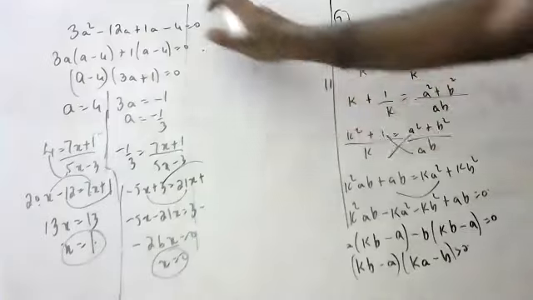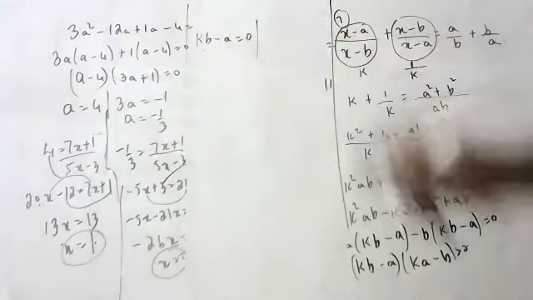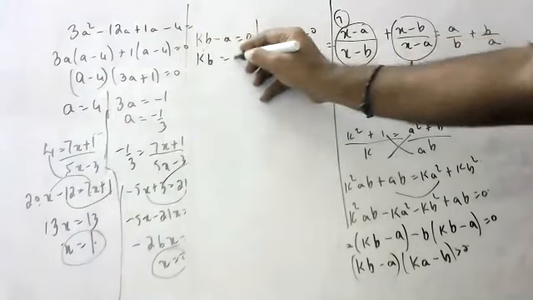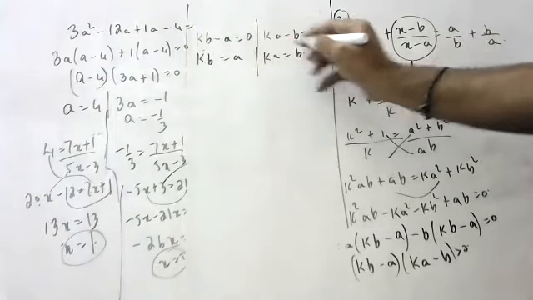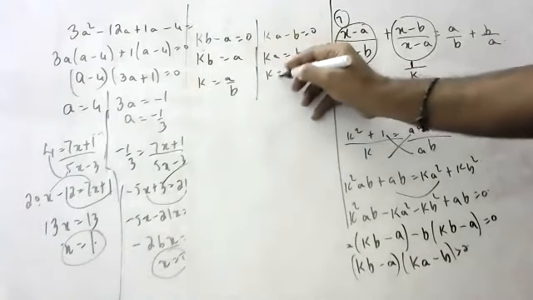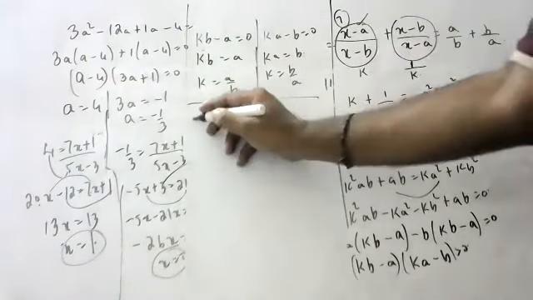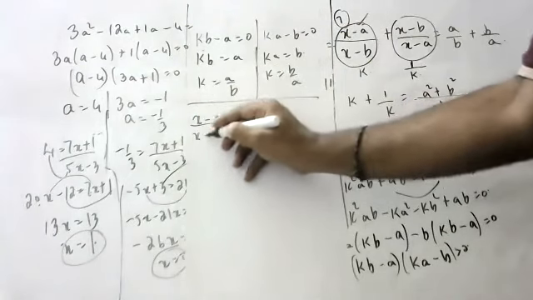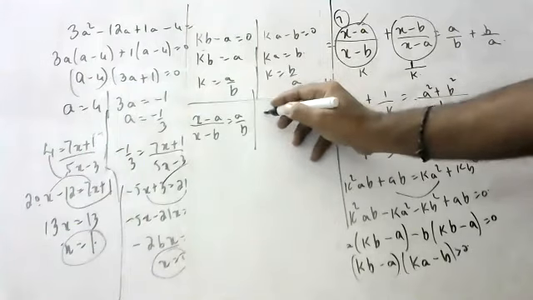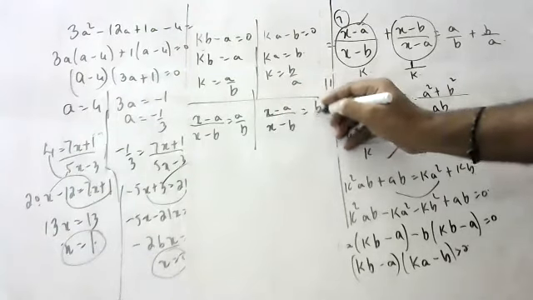Now, see here, children. What is coming now? KB minus A is equal to 0, or another one is KA minus B is equal to 0. KB is equal to A, KA is equal to B, K is equal to A by B, and K is equal to B by A. But what is K, children? K is X minus A by X minus B. X minus A by X minus B is equal to A by B. And what is K, children? Same. X minus A by X minus B is equal to B by A.